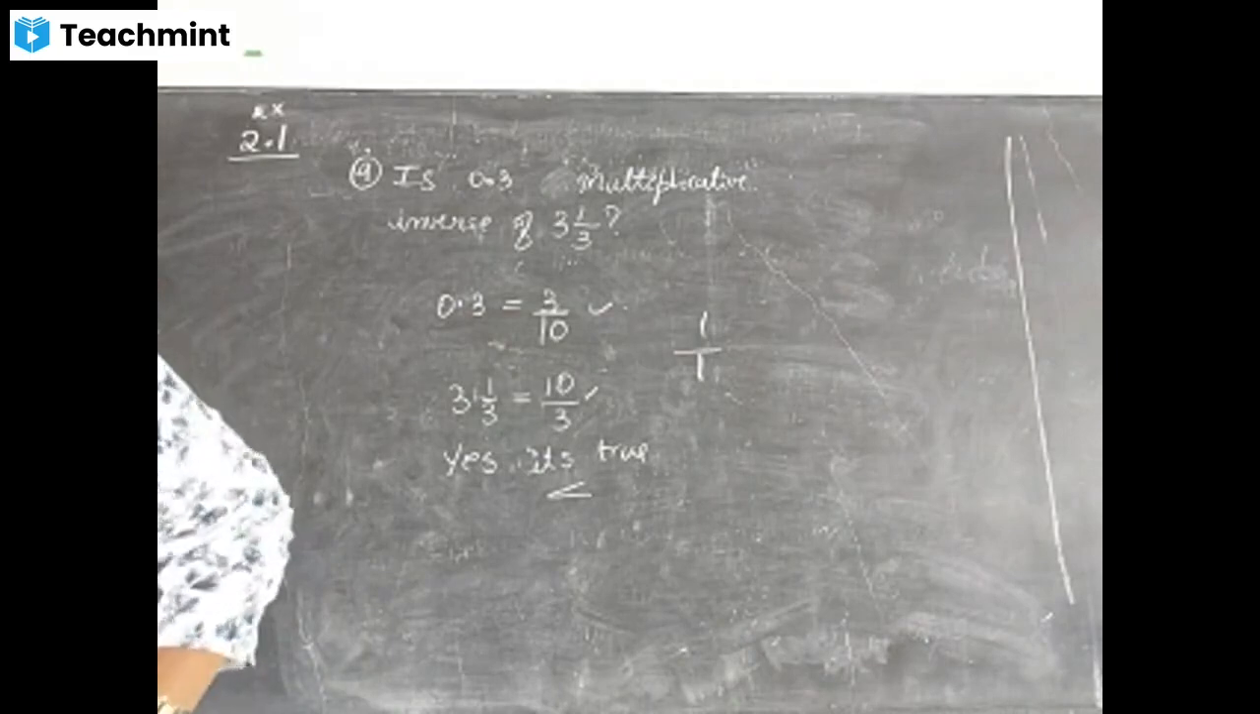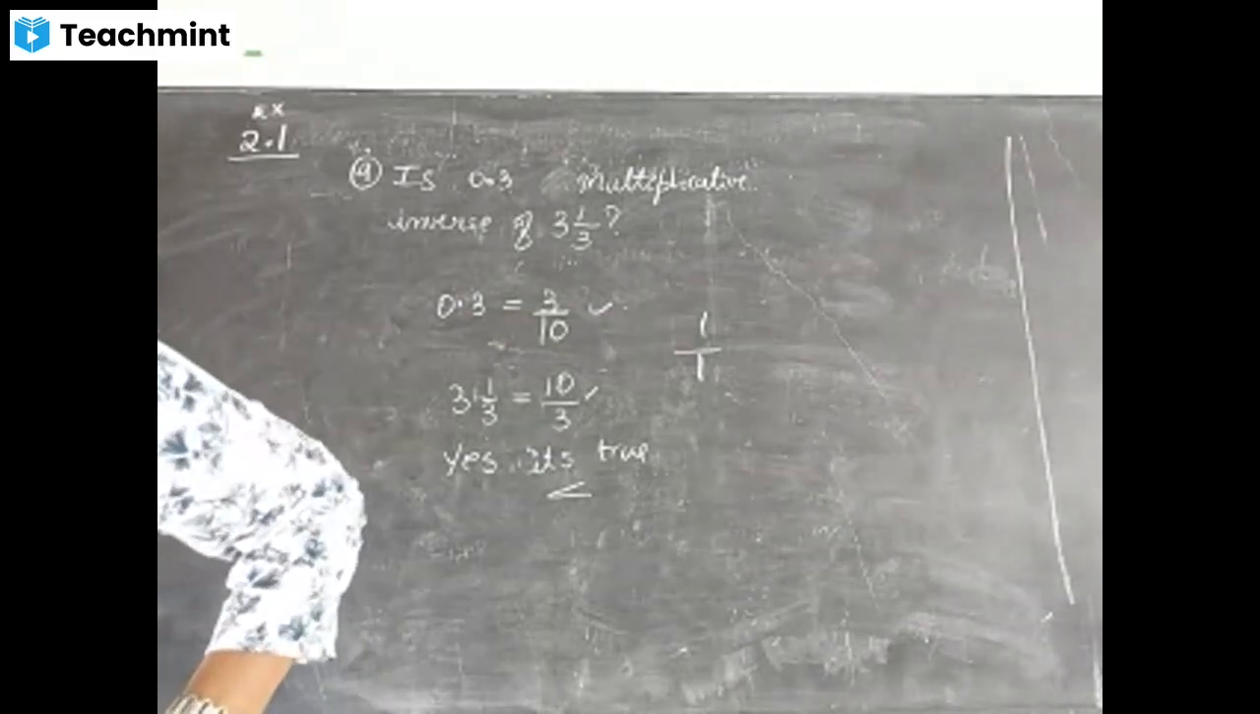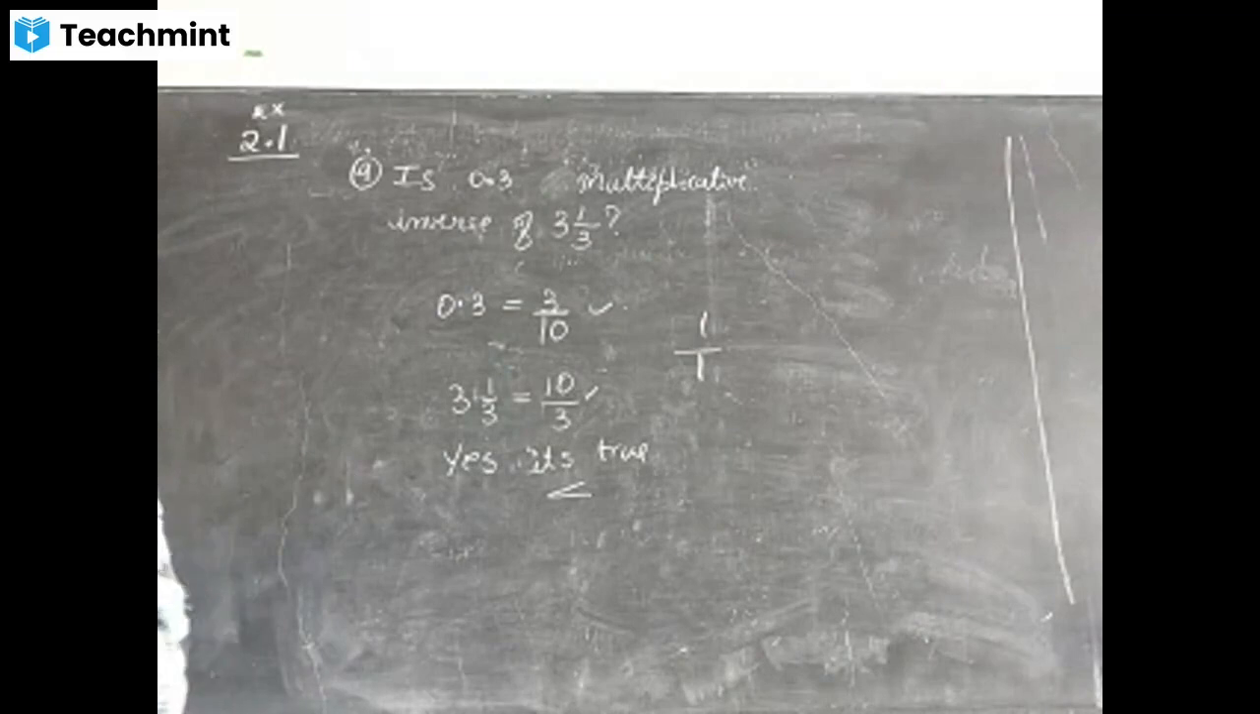0 only. Okay. Next, filling the blanks. Roman number 11, first question: 0 has dash reciprocal. 0 has no reciprocal. Second question: the numbers dash and dash are their own reciprocals. Numbers 1 and minus 1. The reciprocal of minus 5, that you write. The reciprocal of 1 by x, that also you write.